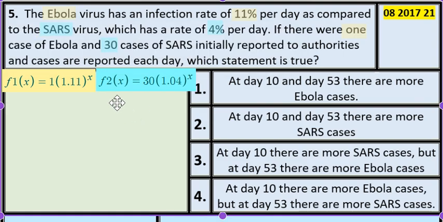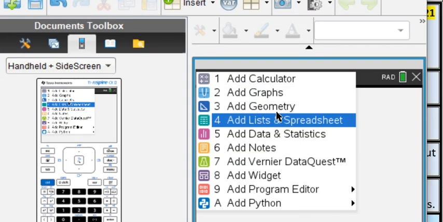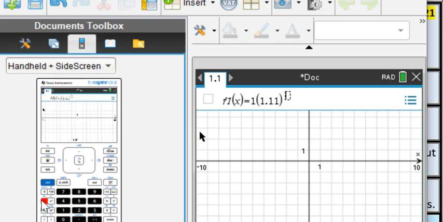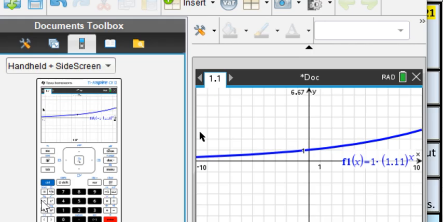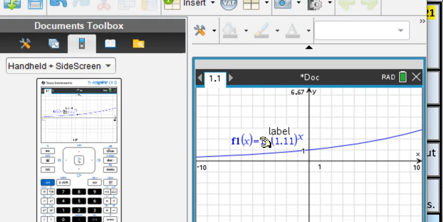And I named this function F2 because now I'm going to graph both of these in my TI Nspire graphing calculator. So home screen, new document, say no to saving, and add a graph page. So starting with F1, Ebola, we have 1 times 1.11 to the, use the exponent key, x power. And that's what's happening with Ebola with just 1 case.